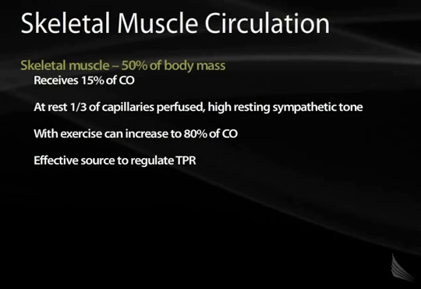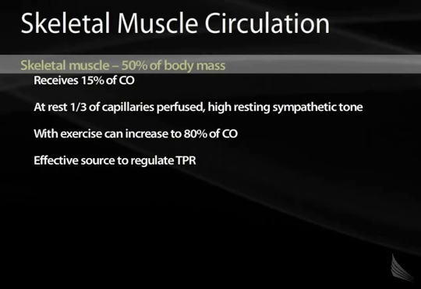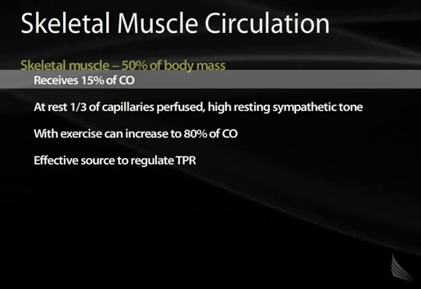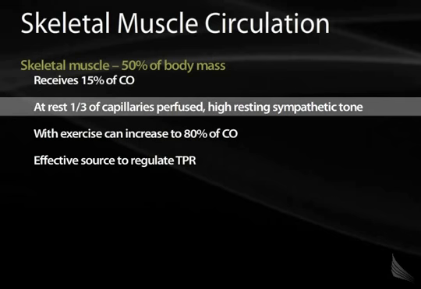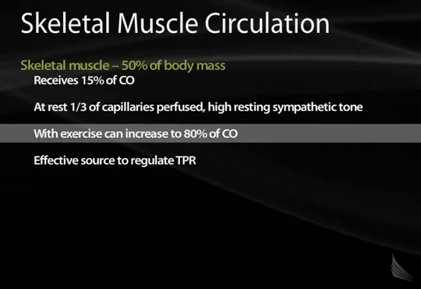The skeletal muscle circulation is an important special circulation that we'll talk about. Skeletal muscle is about 50% of the body mass, but at rest only receives about 15% of the cardiac output. At resting time, only 1/3 of the capillaries in the skeletal muscle are actually perfused. This is due to a high resting sympathetic tone. With exercise, however, an increased sympathetic tone above the baseline, the perfusion to the skeletal muscle can increase to approximately 80% of the cardiac output.